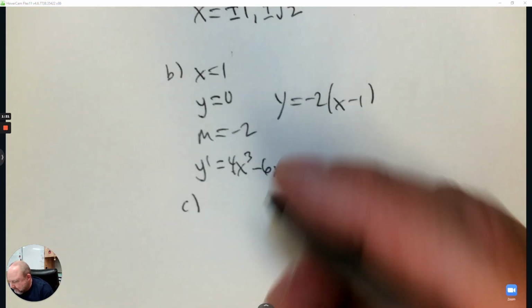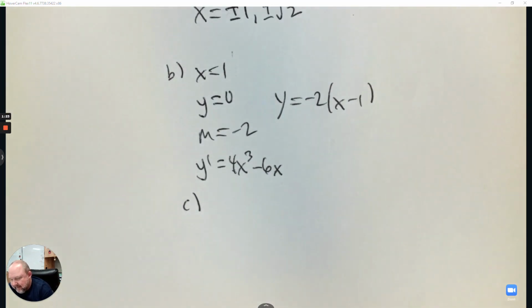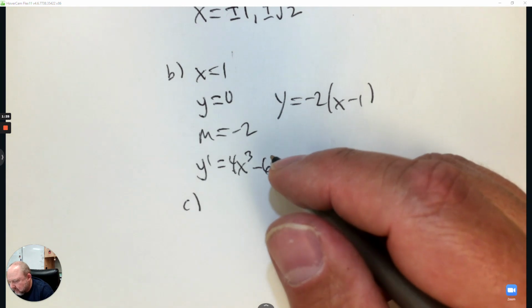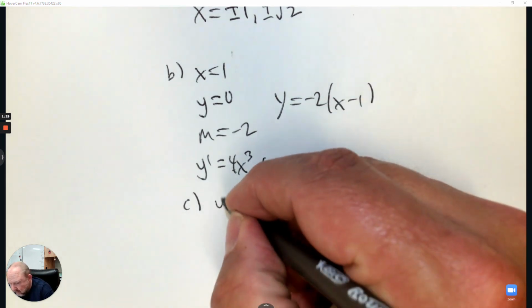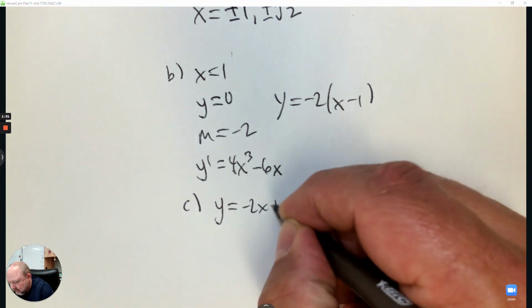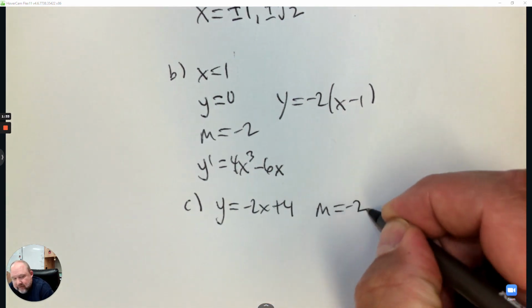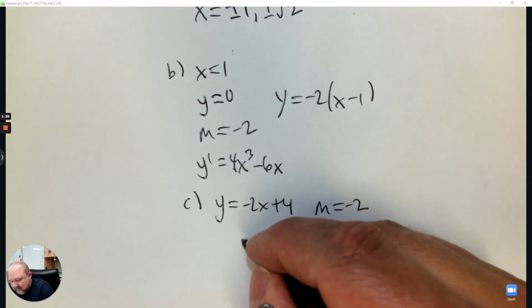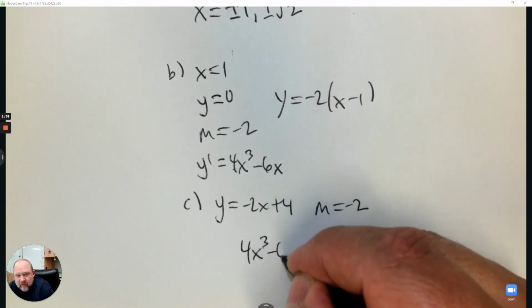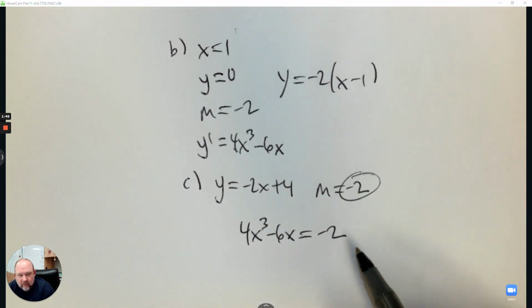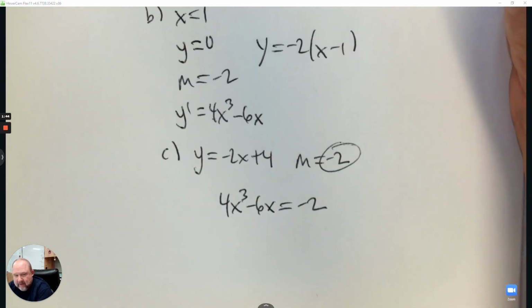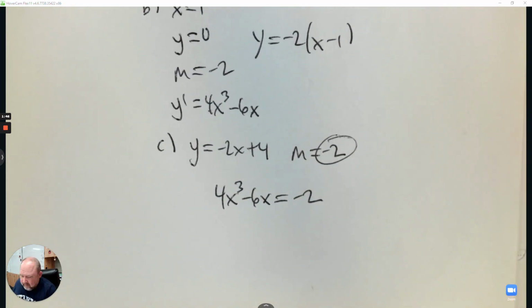For part C, find the x-coordinate of each point at which the line tangent of graph is parallel to that. So y equals -2x plus 4. The slope is -2. So if I take the derivative, which is the slope, and make it equal to -2, these x values will tell me where that is. And that's where you can use your calculator.